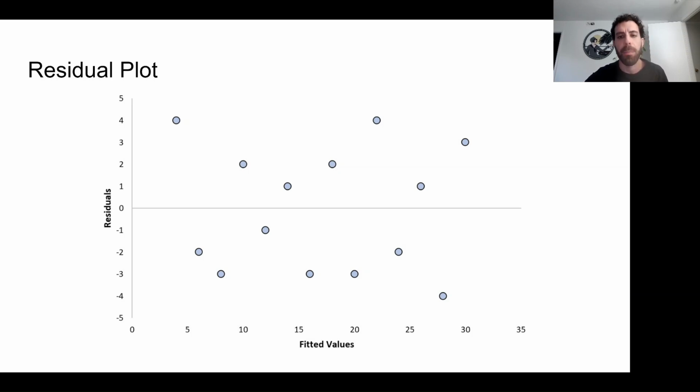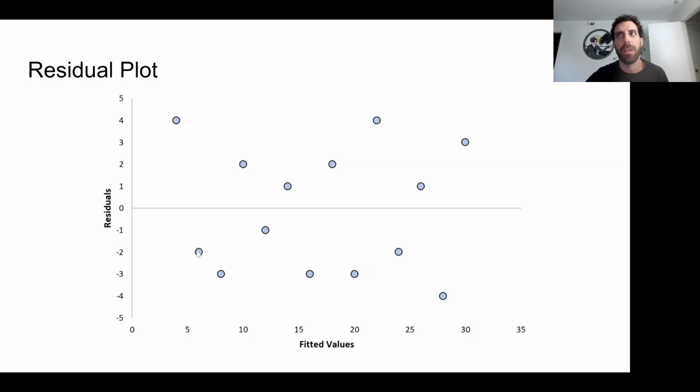So this is an example of a residual plot from a regression line, and I want to go over what it means before we get into assumptions. So residuals, you might remember, are sometimes called errors. I like to think of them as errors. It's the difference between what you predicted and your actual data point for each data point. On the x-axis, you have your fitted values, meaning your predicted values, and on your y-axis, you have the residual for that fitted value.